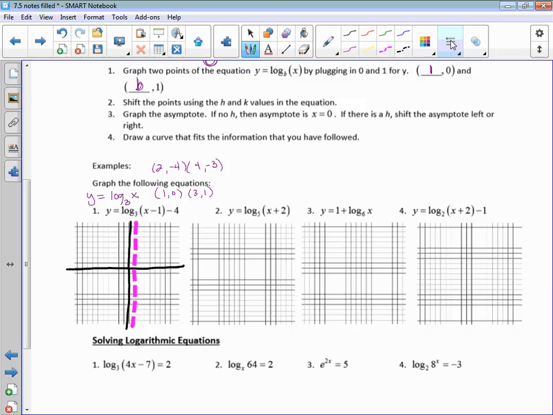So I've got the point 2, -4. Somewhere in there, you have better lines than I do. And then 4, -3. And then follow your asymptote. Yeah, at x equals 1, because normally it's at 0, and so we've gone to the right one, so that's also going to go right. The up and down shift doesn't affect this asymptote at all. Okay.